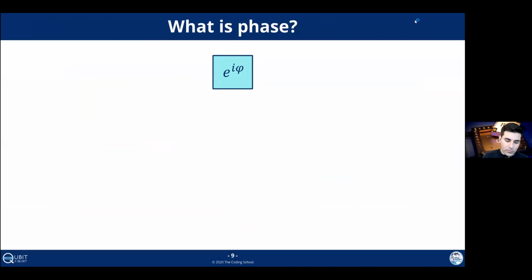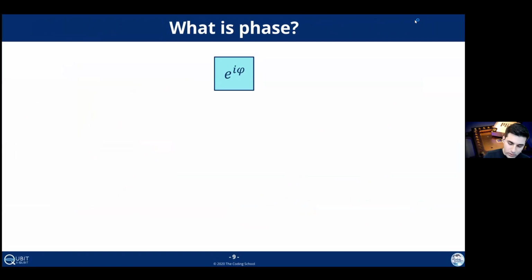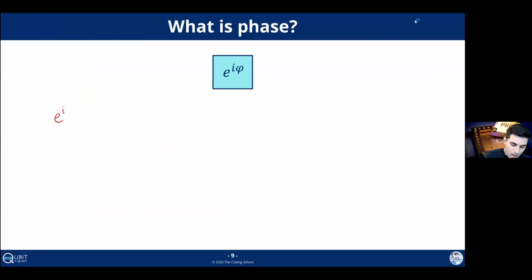And again, as a reminder, from Euler's formula, we have e to the i phi, which is equal to cosine of phi plus i sine of phi. You can either write your phi's like this or like this; they're the same. And this is a very useful identity. We're going to say it over and over again.